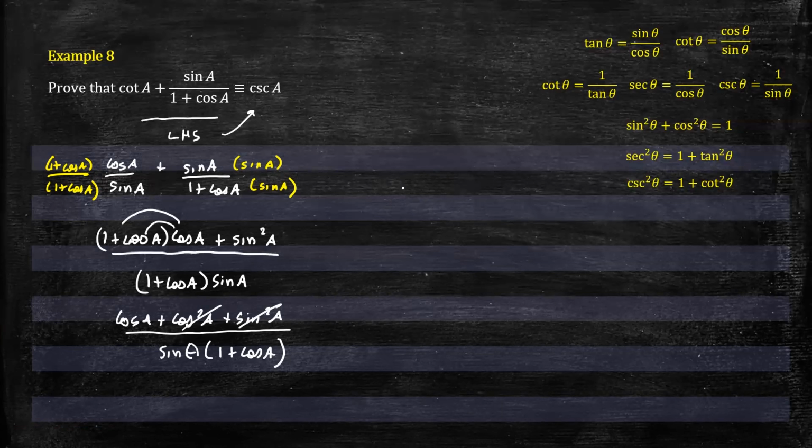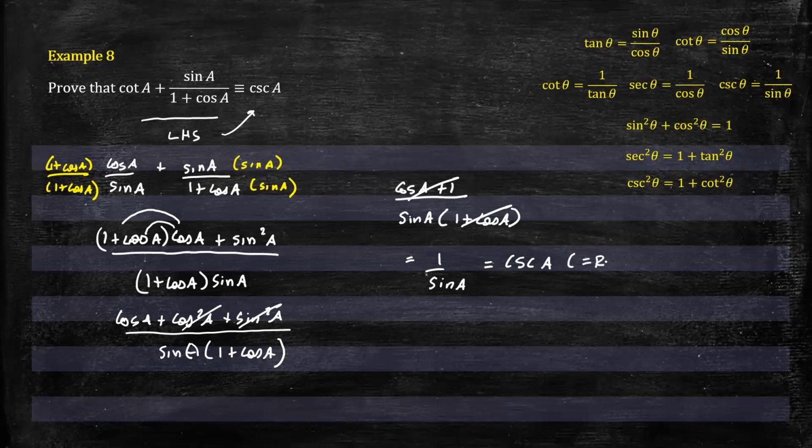So what we can write then is cos A plus 1 on sine A, 1 plus cos A. And you can see now that we can cancel the top and bottom. We'll end up with 1 on sine A. And 1 on sine A is the same as cosec A. And that's equal to your right-hand side.